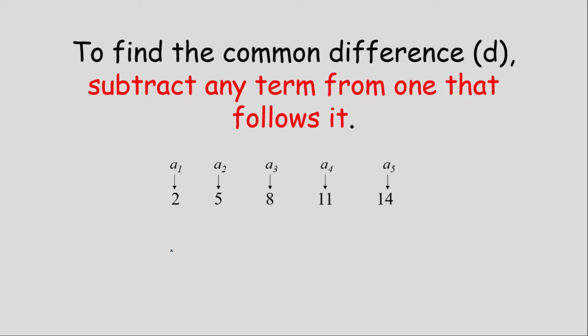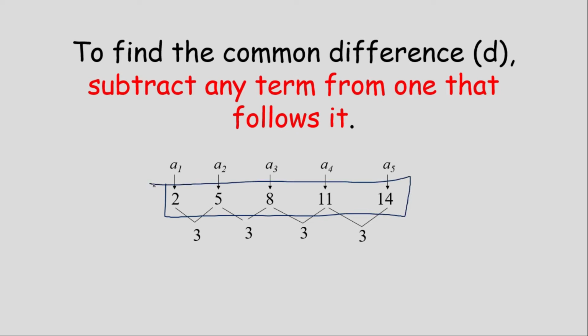Now let's try to get the common difference. Let's subtract 2 from 5. We have 3. Let's subtract 5 from 8, and we have 3. Let's subtract 8 from 11, we have 3. And lastly, let's subtract 11 from 14. So we have also 3. So therefore, this 2, 5, 8, 11, and 14 is an arithmetic sequence because they have a common difference of 3.